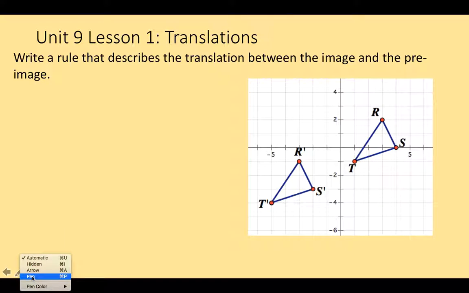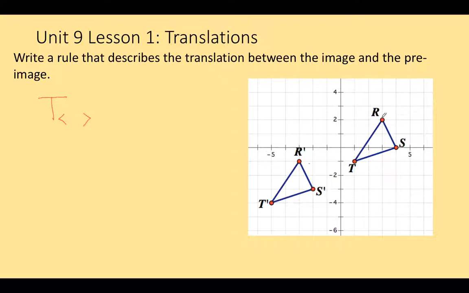All right. Here we are writing a rule that describes the translation between these two things. So remember how we do that. We just say big capital T and then in pointy brackets down here. Well, the one thing that we got to be careful of is a lot of times, you're used to reading left to right. So you might think, all right, 1, 2, 3, 4, 5, 6 to the right, 3 up.